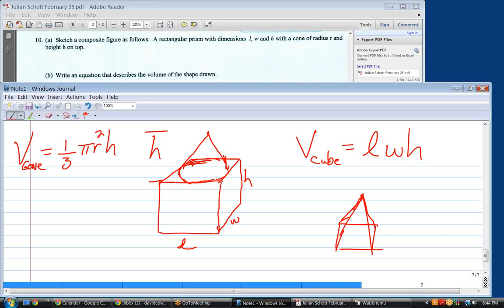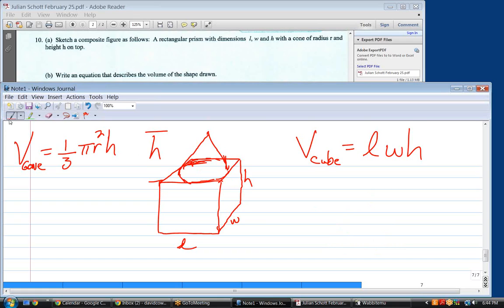And the volume is very similar. It's 1/3. And it doesn't matter whether the base is a square or a circle. If it goes to a point, it's 1/3. It can be a hexagon base. If it goes to a point, it's 1/3 of what the volume would have been had it been a prism. Okay?